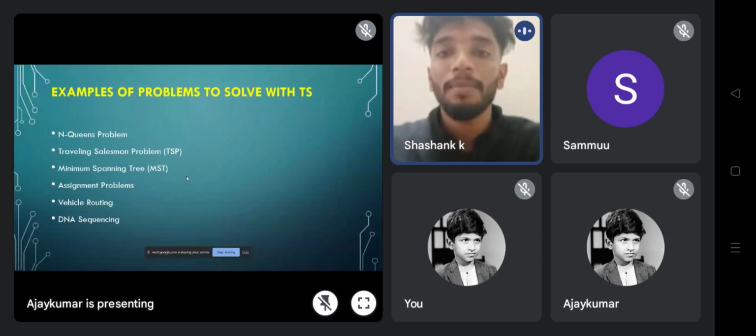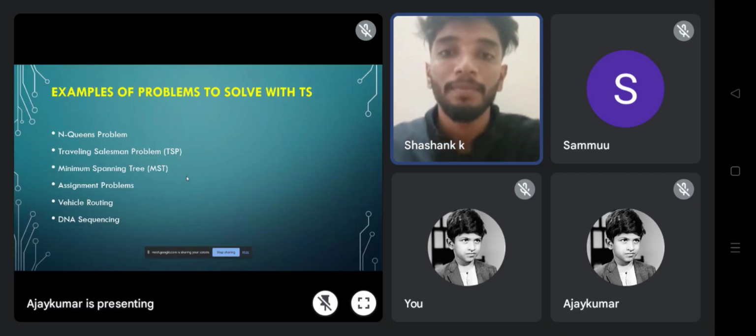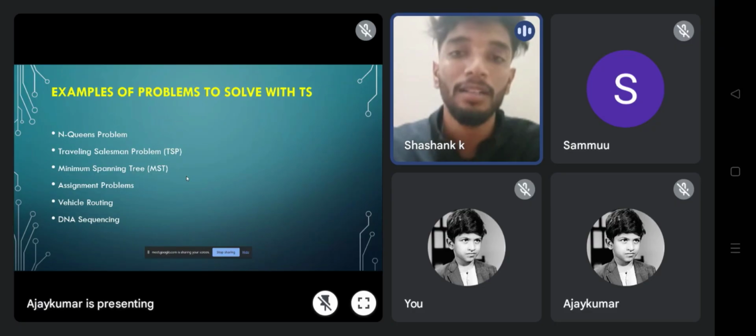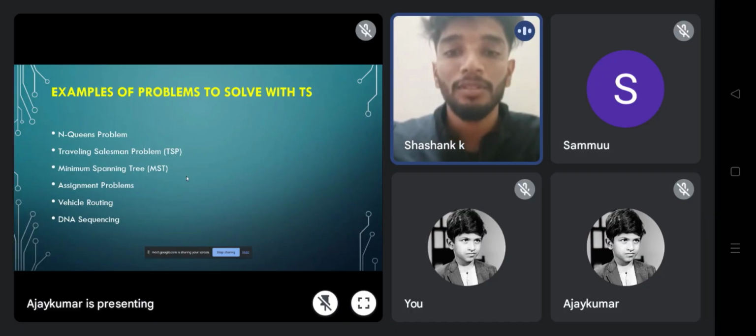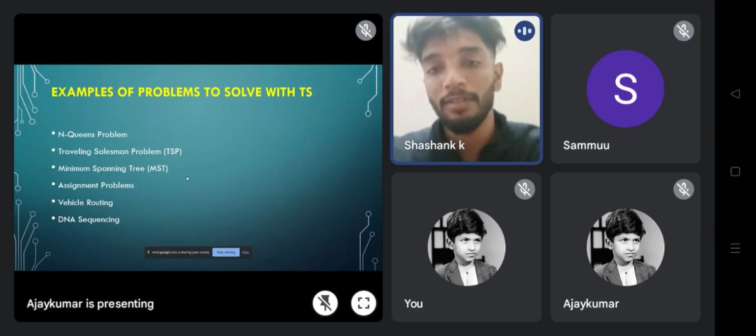Some examples to solve with the Tabu algorithm are the N-Queens problem, traveling salesman problem, minimum spanning tree, assignment problem, vehicle routing, and DNA sequencing. These are all examples of Tabu search algorithm applications. And next, advantages and disadvantages.